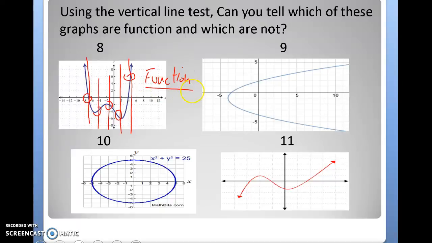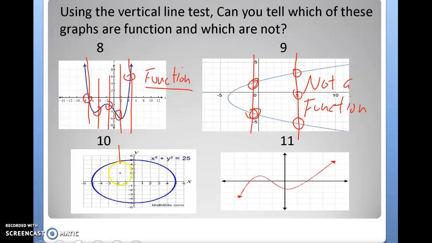Let's move on to number 9. Number 9, draw a vertical line, and the very first vertical line that I draw, I can see it hits the graph twice. So when I plug in -1, I don't know if I'm up here or if I'm up here. For that reason, this one is not a function. And it would not be a function no matter where we were at. If I plug in a 5, which is right here, I would be at this vertical line, and I don't know if I'm down here or up here. So 9 is not a function.